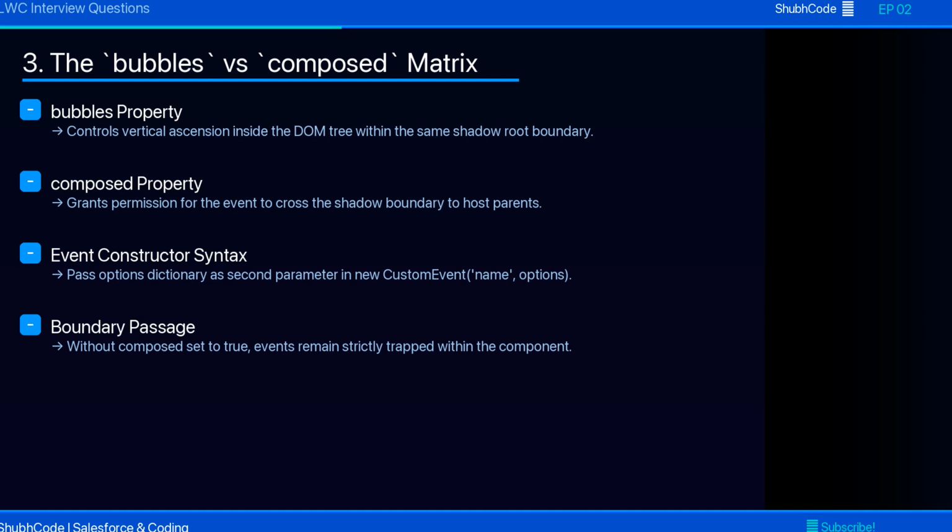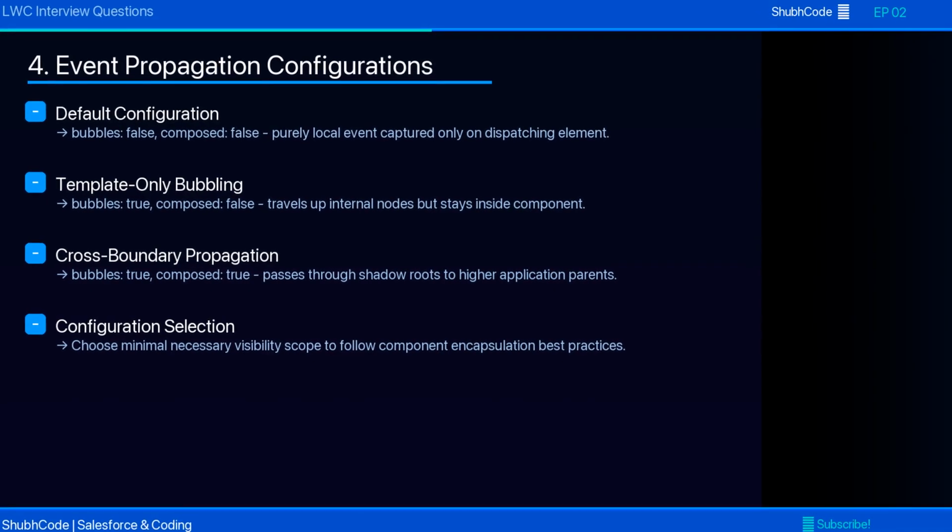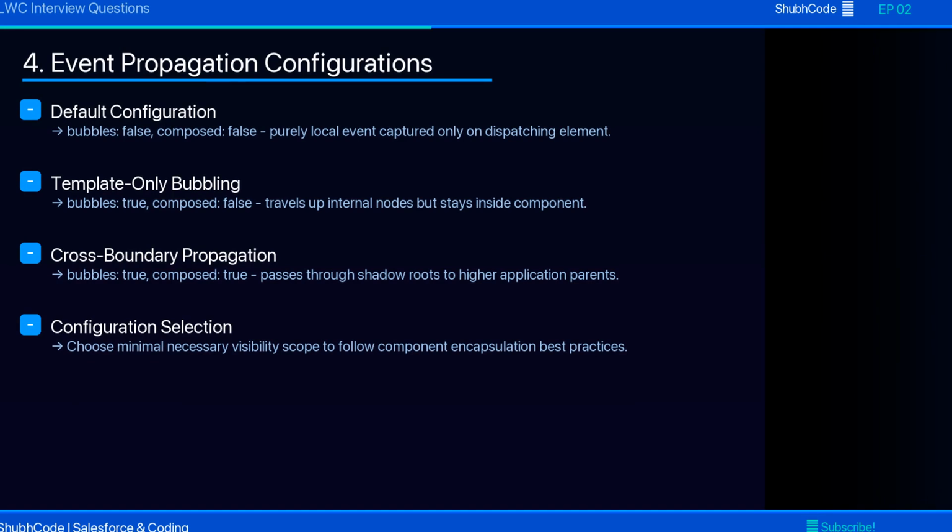There are 4 distinct event propagation modes depending on how you configure your custom event options. Setting both options to false produces a non-bubbling local event that only the target element itself can listen to. Setting bubbles: true and composed: false lets the event bubble up inside the component template only. Setting both bubbles: true and composed: true allows full propagation through multiple parent shadow DOM boundaries across your application.